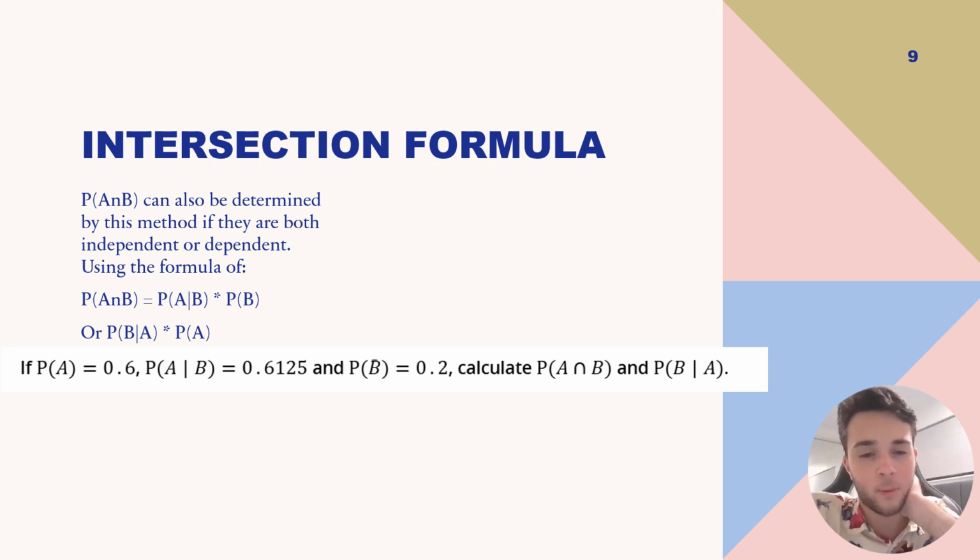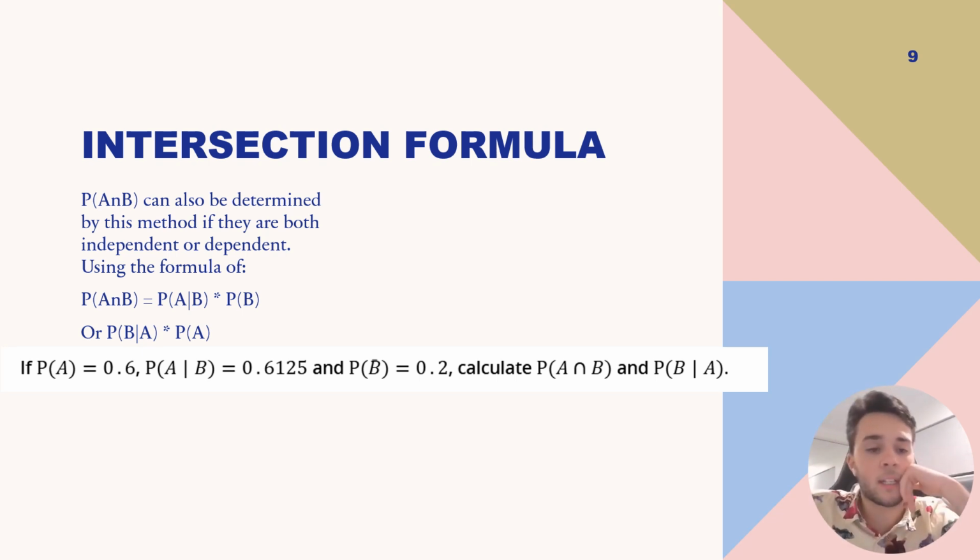And that's just by rearrangement. But all you have to do is keep that in mind and how that works, and you should be fine for pretty much most of the questions you do. So, B given A times probability A, or A given B times probability B. Whatever letter is last you multiply by, and that will give you your intersect.